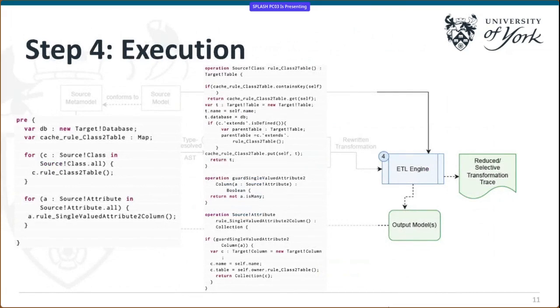Right. So after the rewriting is done, now it comes to the execution. So in execution, we use the normal ETL engine, just with one difference. When we resolve the operations, it can be a very expensive process because it uses the Java reflection API. So we use the static analyzer to basically say that, for instance, if it's an operation class to table, using the static analyzer, we resolve the operation calls before the execution of the program. So when the program is actually executing, it doesn't take time for this operation resolution.